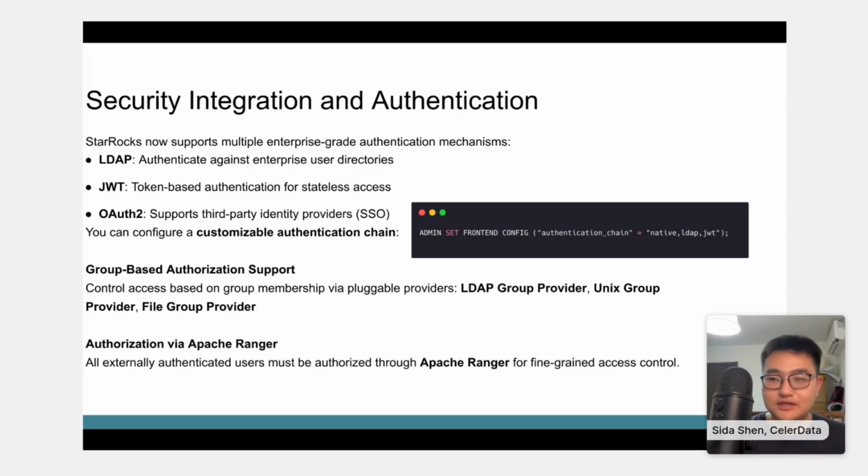Also, if you like, you can use a group-based authorization method, say an LDAP group provider, or something from your operating system, or from a configuration file. Then StarRocks goes into that and looks up the group, and uses an external authorization provider like Apache Ranger to make sure the user is who they say they are and has this set of permissions. So this is security integration and authentication.